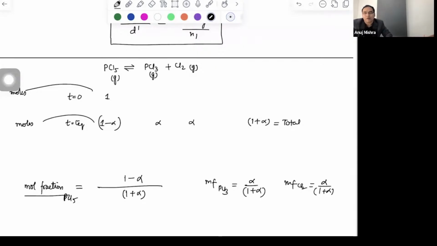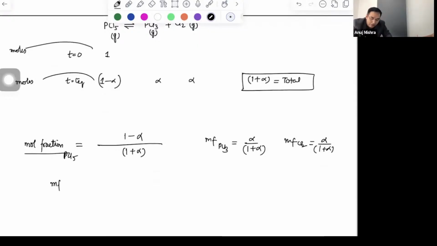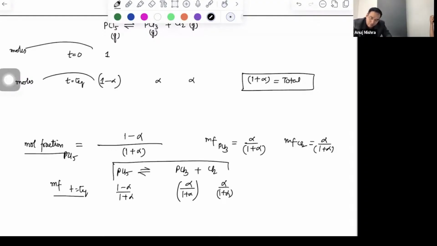Is it clear? The formula for this you can say is moles upon total moles. So write 1 minus alpha and divide by the total, which is written here, right? So we can get all the mole fractions at equilibrium: 1 minus alpha upon 1 plus alpha, alpha upon 1 plus alpha, and alpha upon 1 plus alpha. This is PCl5 becoming PCl3 plus Cl2 at equilibrium. Any problem? These are all mole fractions.